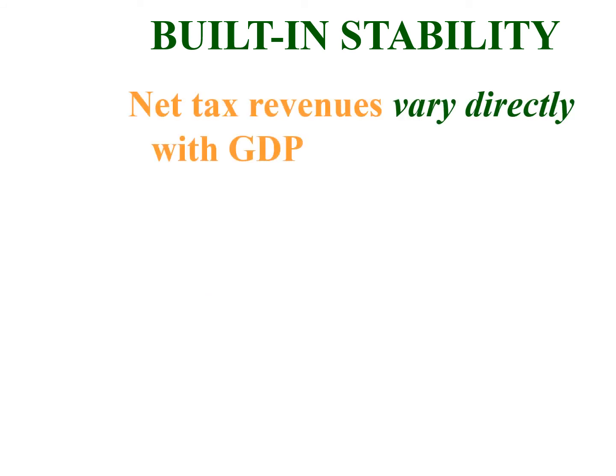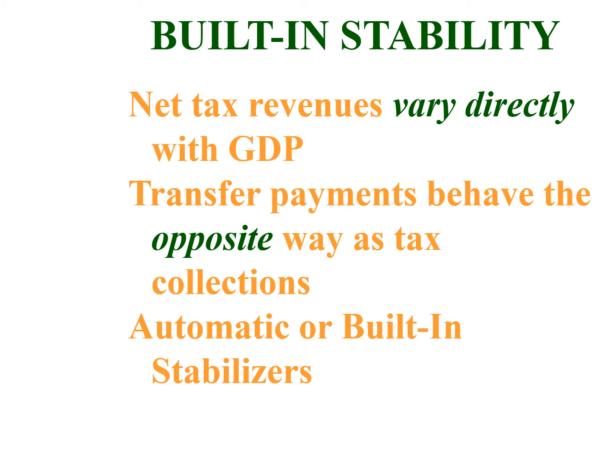There is a concept known as built-in stability, built-in stabilizers, right? And the idea is when we look at government expenditures and tax revenues over the course of the business cycle, there are some automatic adjustments to the level of government expenditures and taxes collected over the course of the business cycle. So the first point here says that net tax revenues vary directly with GDP.